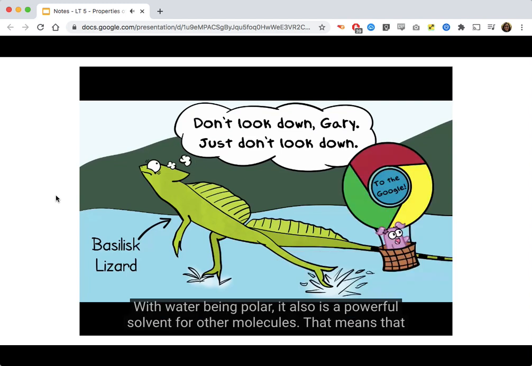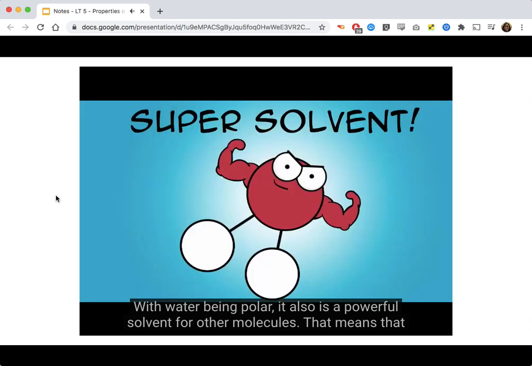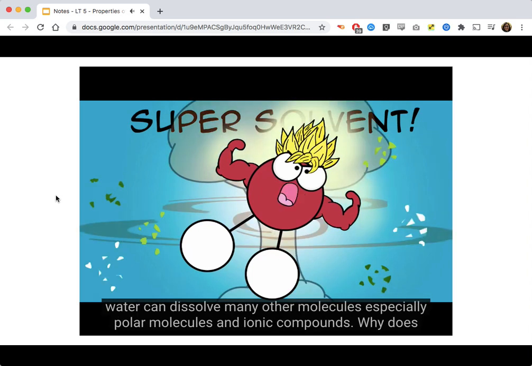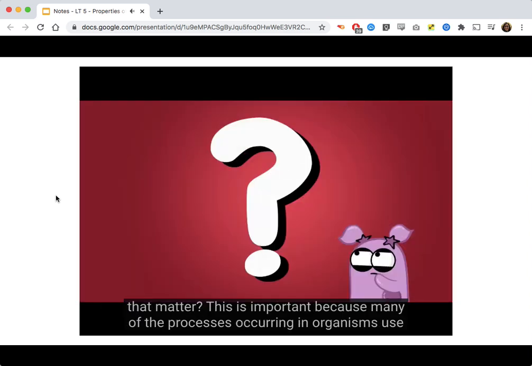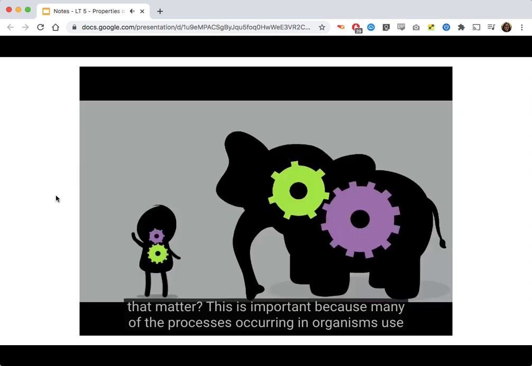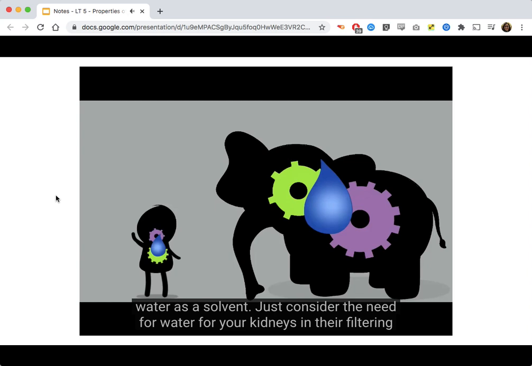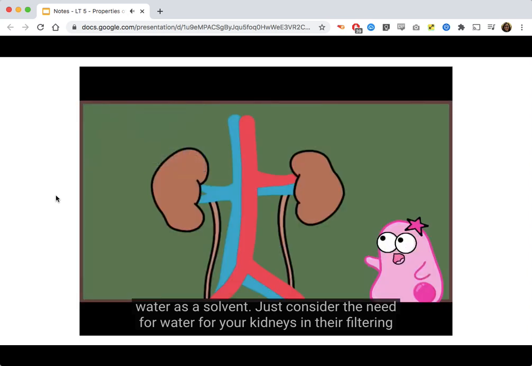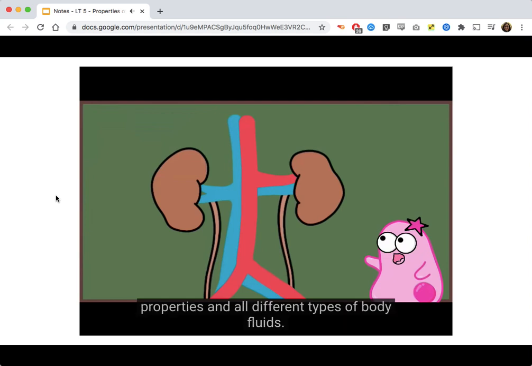Now, with water being polar, it's also a very powerful solvent for other molecules. And that means that water can dissolve many other molecules, especially polar molecules and ionic compounds. Now, why does that matter? Well, this is really important because many of the processes that occur in organisms use water as a solvent. In our body system video, we talk about the function of kidneys, and you definitely couldn't have kidneys doing their function without water. Also, a main component for body fluids is water.